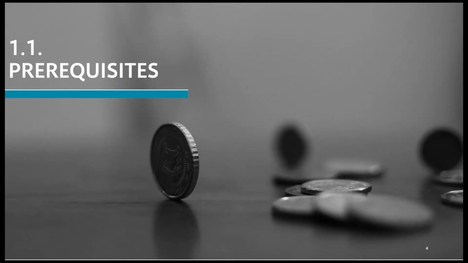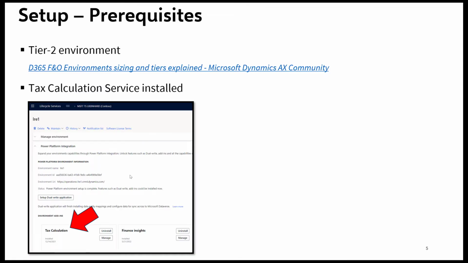So if you want to get started with the new sales tax service, there are a couple of things that you need to set up before it works. The first thing that you have to be aware of is that you need a tier 2 environment. Whether you have such an environment or not can be checked easily through this website that I added here in the form of a web link. So just check it out. Then the other thing is, in Lifecycle Services, you have to make sure that the environment add-in for the tax calculation is available and enabled.